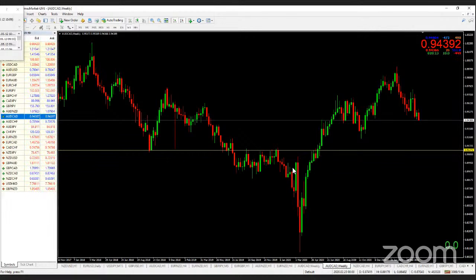Now, this is a possible inverse head and shoulder playing out, whereby this would be the left shoulder, and all this area will be the head. Now, if the price comes back here, it could then continue down or go back up.